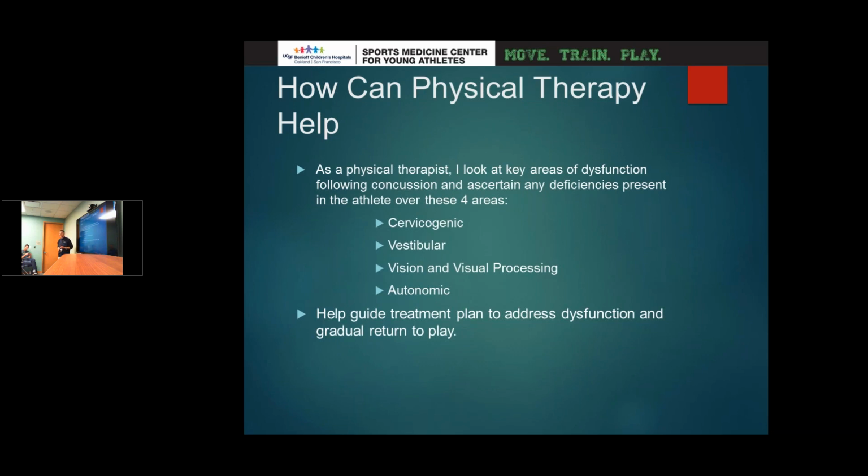We're looking at cervicogenic symptoms, so what's wrong with the cervical spine. Vestibular, so balance, where you are in space. Vision and visual processing, how well you track, how well your peripheral vision is, all those things come into play. And finally, the autonomic system, which is heart rate, blood pressure, your physical response to activity. So as a physical therapist, I'm here to help guide that treatment and address any dysfunctions we find through tests and measures, and then help with that gradual return to play. So, that's great.